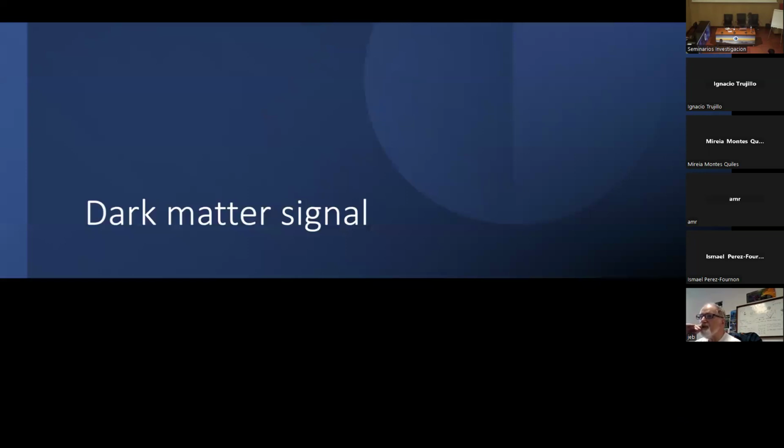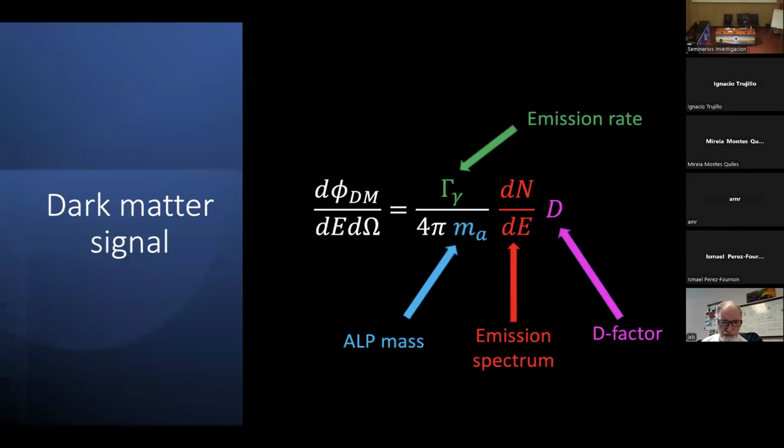So now, how do we compute our dark matter signal? What are the main elements? This is the typical differential flux spectrum that I expect from dark matter. This depends on the decay emission rate, or the decay lifetime of dark matter, if you prefer. It depends on the mass of the dark matter particle. It depends on the emission spectrum. Here we're considering dark matter decaying to photons.